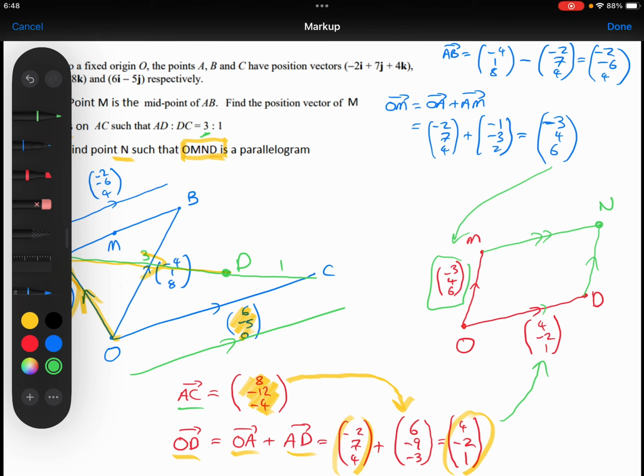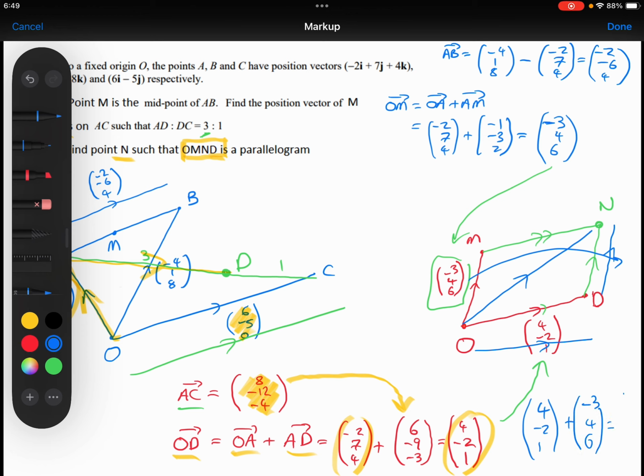And now, using all of that information, I can work out the position vector of point N by doing O to D, which is (4, -2, 1), plus D to N, which I know if it's a parallelogram is going to be the same thing as O to M. So we get (1, 2, 7), and that is the position vector of point N. That's the answer to part B.